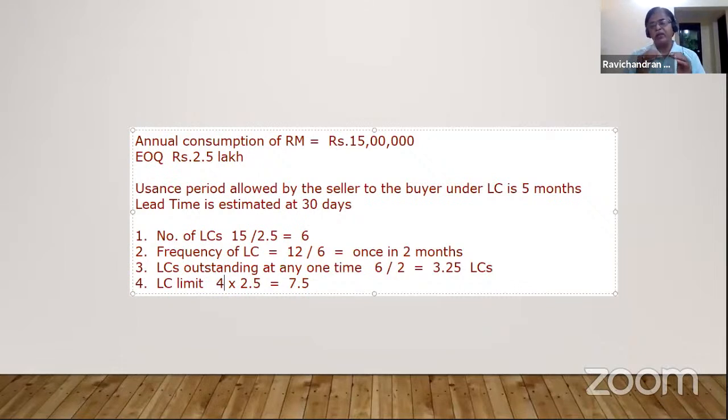Whenever in the third step some fraction is coming, you have to round it off to the next higher value, whatever may be the fraction. Sometimes it may be 3.25, sometimes 3.75. So if at all it is 3.25, 3.5, 3.75, you have to round it off to the next higher value, 4. Then you have to multiply it with the economic order quantity. Clear?